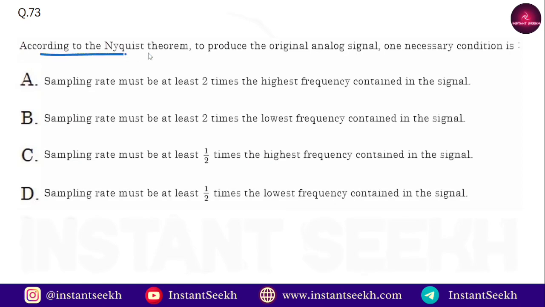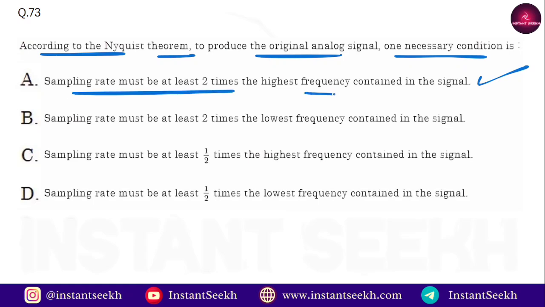According to the Nyquist theorem, to reproduce the original analog signal, one necessary condition is what? The sampling rate must be at least 2 times the highest frequency contained in the signal. Yes, this is the one necessary condition required according to the Nyquist theorem to reproduce the original analog signal.